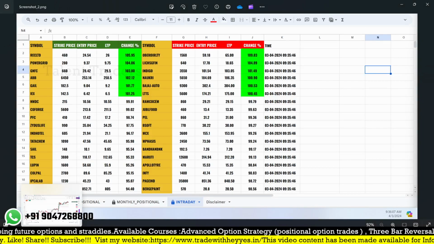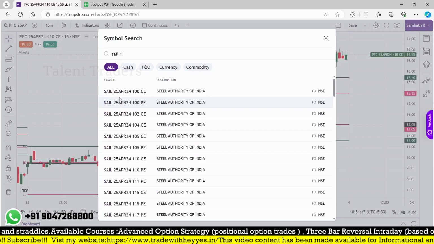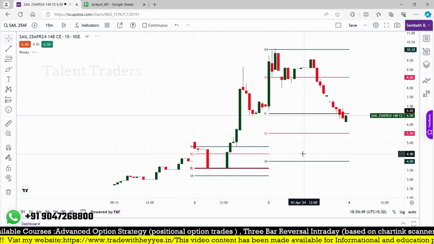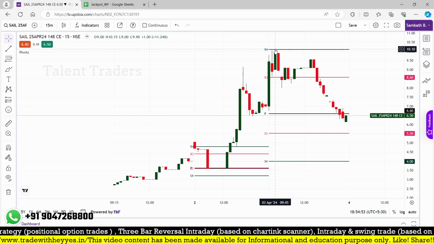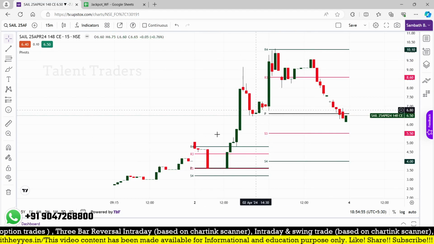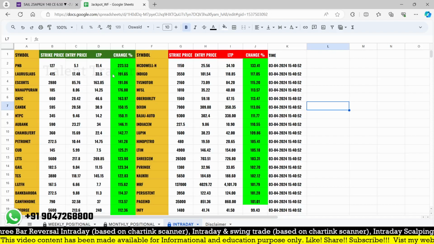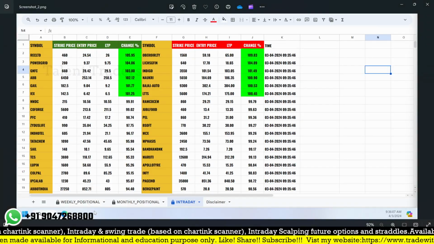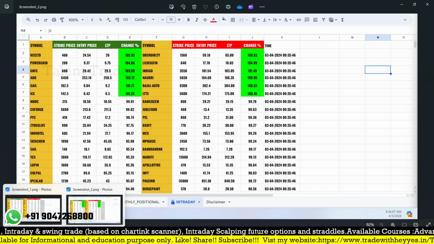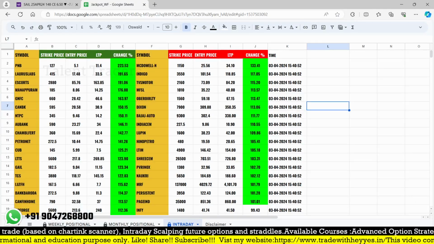From there, Sale 148. Let me check Sale 148. I think it gave you the breakout at 945, but here I can see the liquidity issue on this. Simply ignore, and the lot size is around 8,000. And after that, you can track at 10 o'clock, 10:15, whatever stocks are not triggered. If one is triggered, that would be an opportunity.